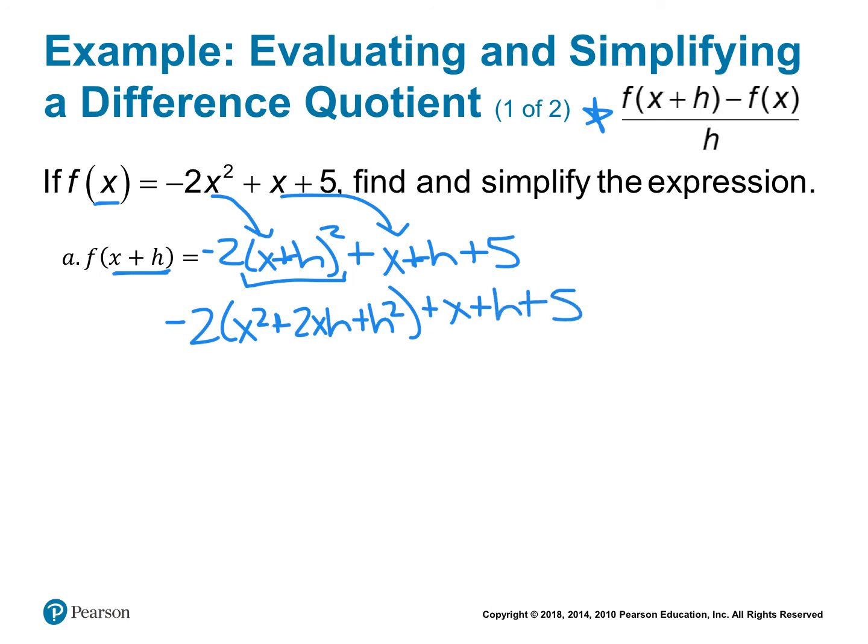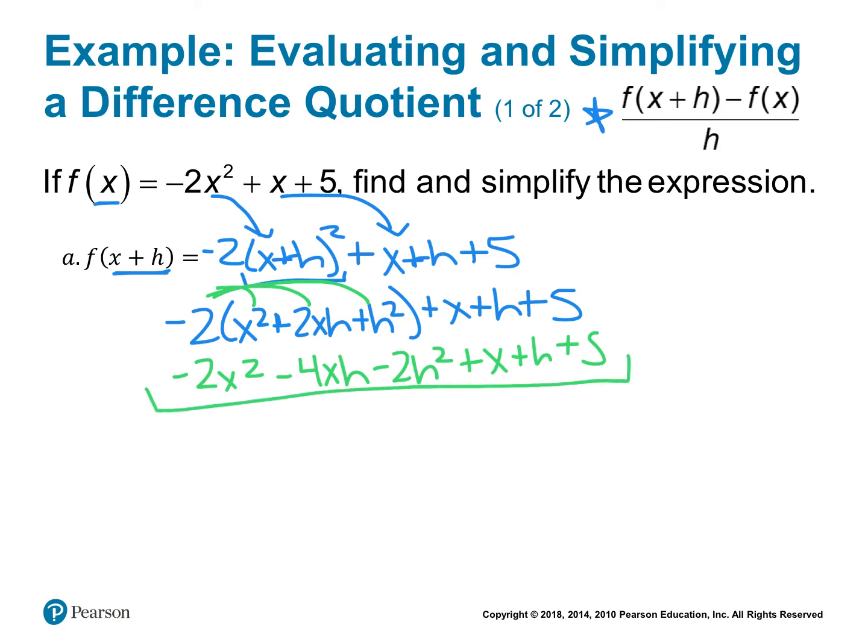Now I can distribute. Be negative 2x squared minus 4xh minus 2h squared plus x plus h plus 5. And there's nothing that can be combined, so this is our entire thing for the f of x plus h portion right here. So we're going to take that and transfer it to the next part of the equation.